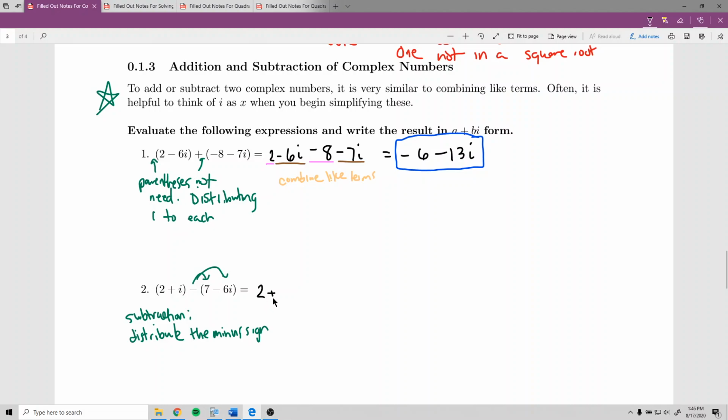So we got 2 plus i. We only have a 1 in front here, so we can get rid of the parentheses. Then we distribute the negative sign to 7, we get minus 7. Distribute the negative sign to negative 6i, we get plus 6i.